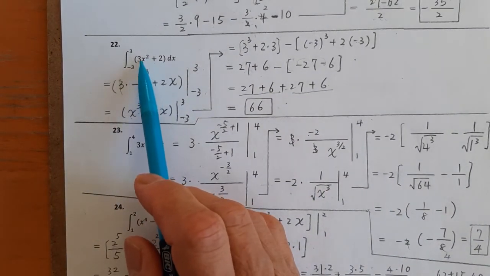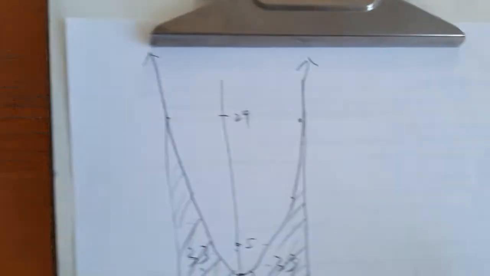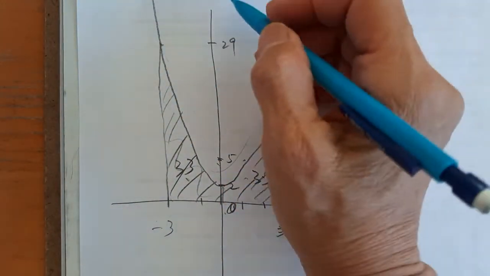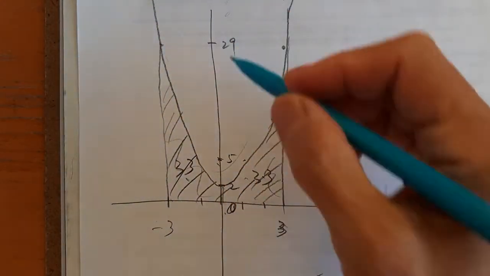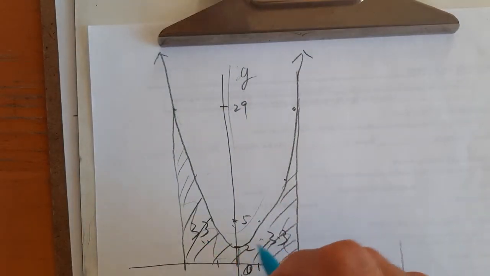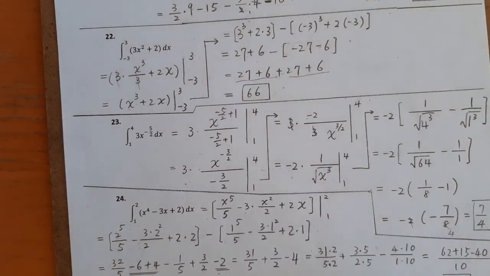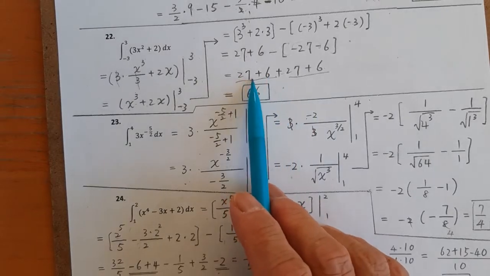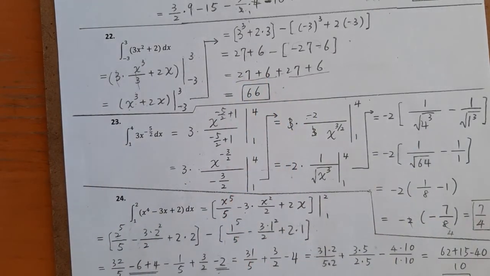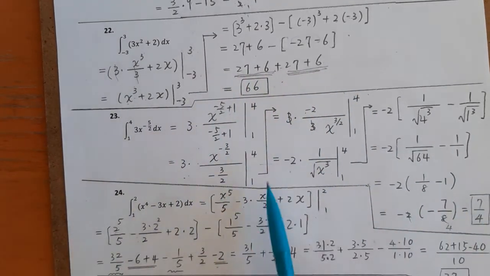Because this is an even function, 3x squared plus 2, an even function, it is symmetric to the y-axis. The graph is symmetric to the y-axis. So the two areas, if you take the integral, are equal. One area is 33, the other area is 33, and double, the total area is 66.